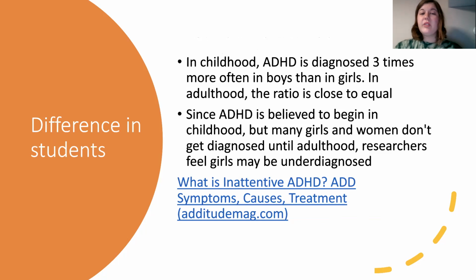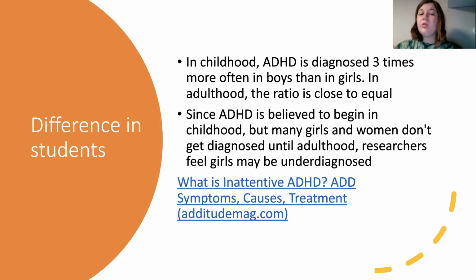Differences in students: in childhood, ADD is diagnosed three times more often in boys than in girls. And I think we don't always see that as common because boys seem to be the more hyper children when they're younger than girls. They have a lot more energy to burn. And that's one of those signs, which is why many boys are diagnosed with ADHD. That's not saying that girls don't have it, but it tends to come out more in boys. And in adulthood, the ratio is pretty equal. The reason for that is girls don't get diagnosed very often when they're young.